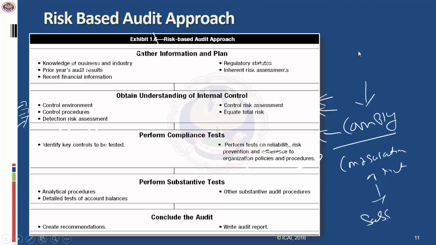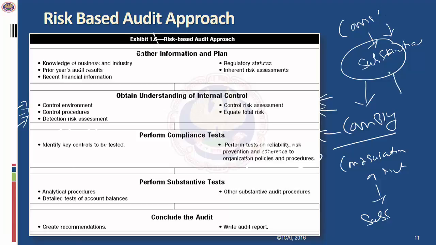Based on the results of the compliance test, you will decide the extent of substantive tests you need to perform. Now, substantive tests, as the word means, are substantial, which means the details. If the compliance tests show that the controls are working well, the extent of reliance on substantive tests would be lesser. If the compliance test shows that the controls are weak, then the extent of substantive testing, the detailed testing, would be much higher.